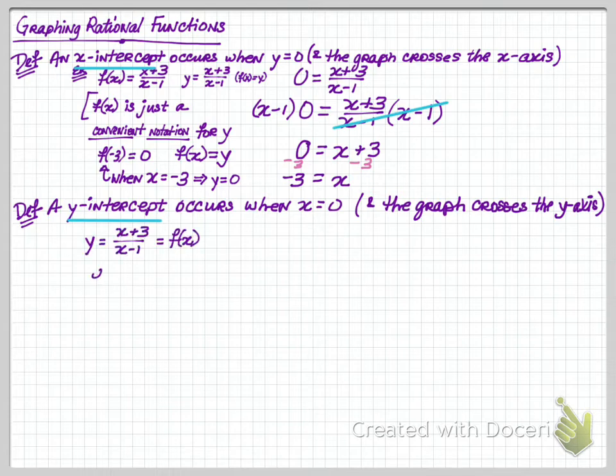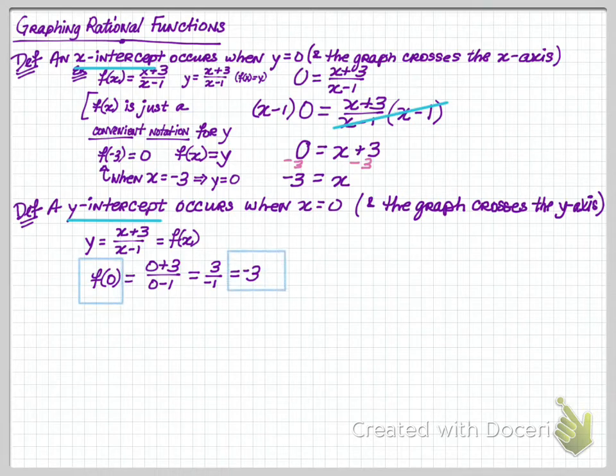And all we need to do here is replace x with 0. See, there's a nasty number there, but when we simplify, we get 3 divided by negative 1, which is negative 3. And once we have that, we know that when x is 0, y is negative 3, because f of x equals y.